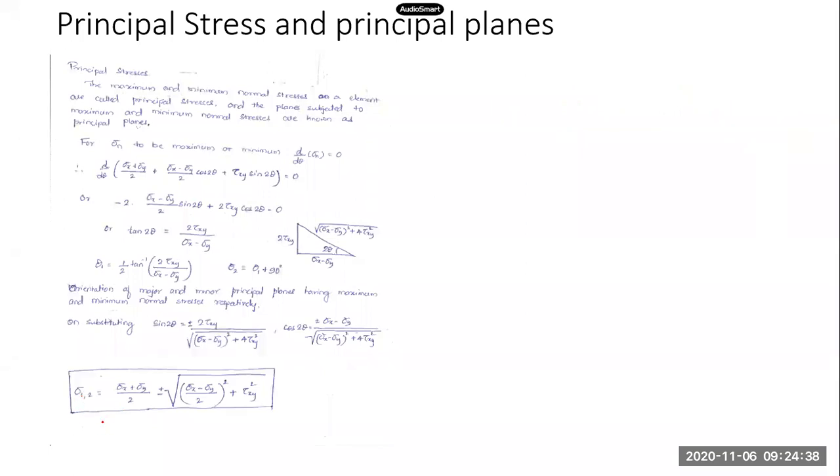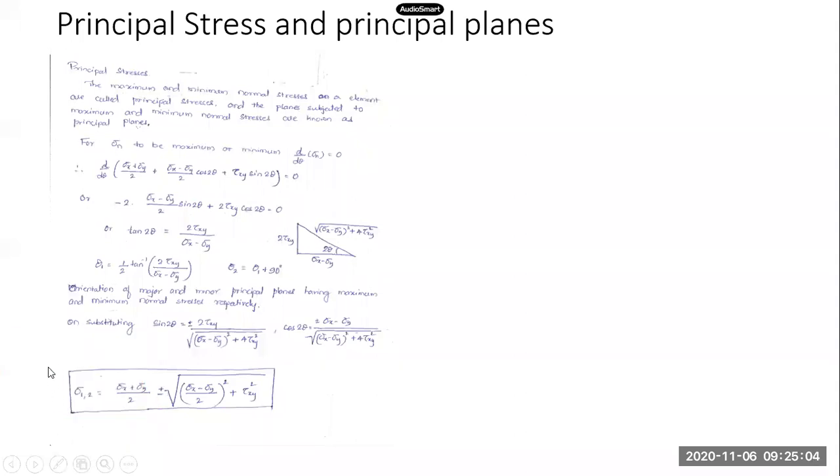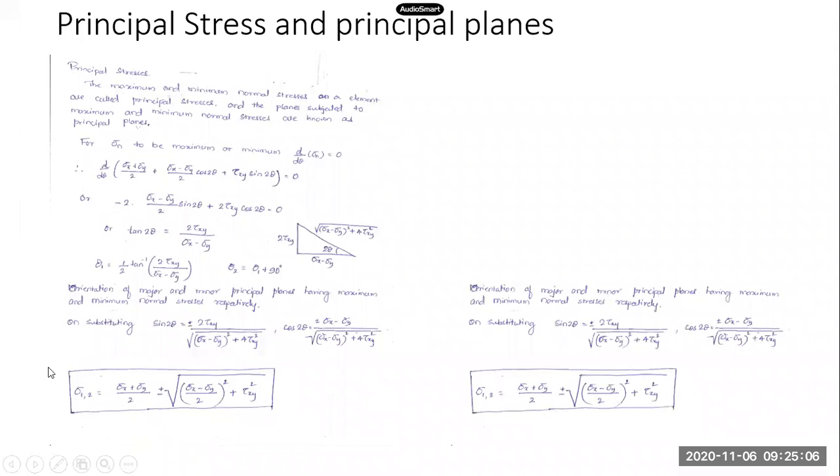Sigma 1 is representing the maximum and sigma 2 is representing the minimum. That is, you use the plus sign to get the maximum value, and the minus sign to get the minimum value. These are the maximum and minimum normal stresses on an inclined plane. So that is giving us the value of the required stresses on the inclined plane.